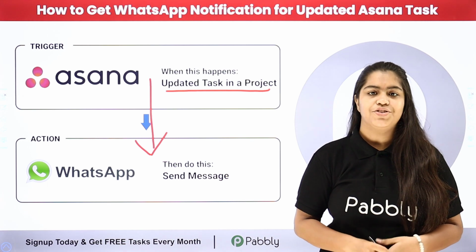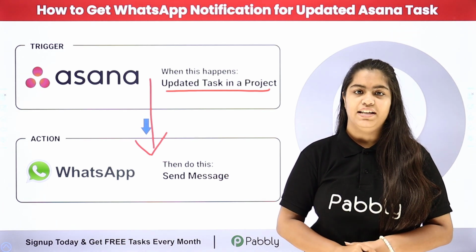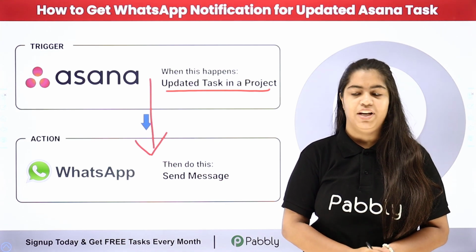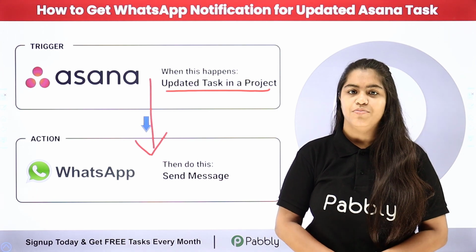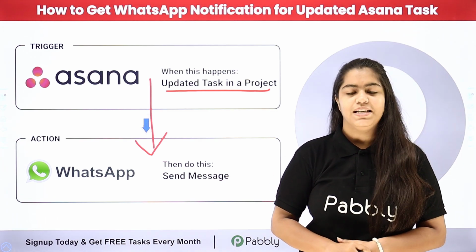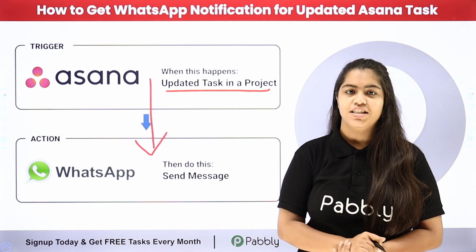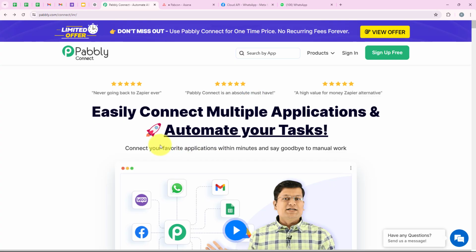To create this connection without knowing any programming or coding language, we are going to use Pabbly Connect. It is an amazing automation software. So I'm going to do this because I want to receive a WhatsApp message automatically as soon as a new task is updated in my Asana, so that I don't miss the updates. So if you also wish to learn this process step by step, then let me take you to my computer screen. Welcome to my screen.